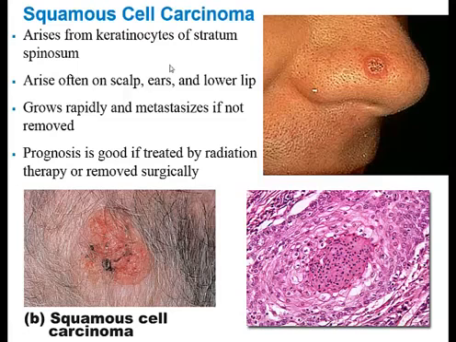And what you see here again is the irregularity in color all throughout. This is a micrograph, but you can see certainly there's different colors on the picture that you see on the left of your slide. And so it often is found in places like the scalp, the ears, and the lower lip. But if it's caught early and removed surgically or by radiation therapy, the prognosis is quite good.